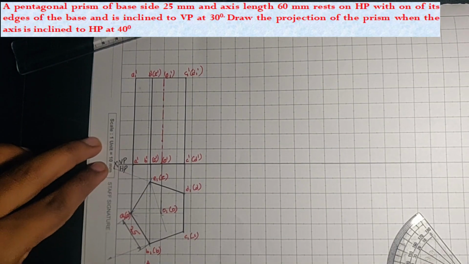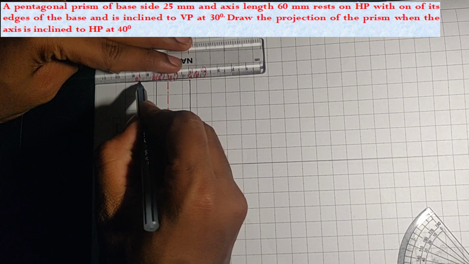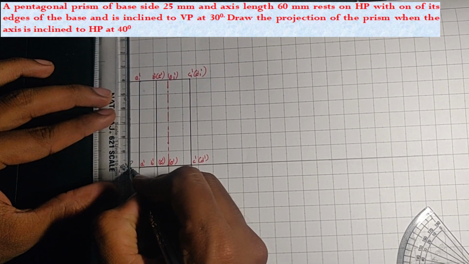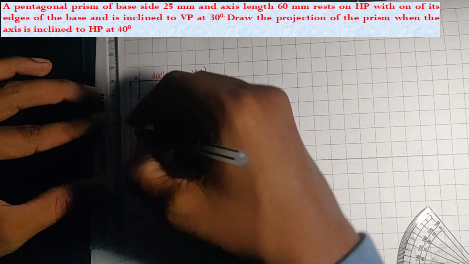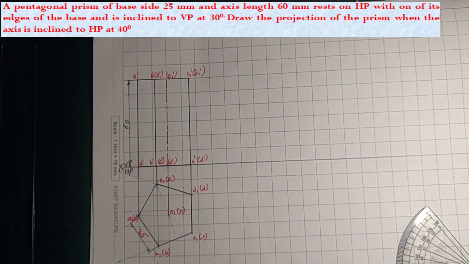Simple. So also dimension this particular line to the left here. So make some space over here such that it does not overlap on VP and HP here. Okay, leave sufficient space. So write it as 60. Clear? I hope it is very much clear for you.